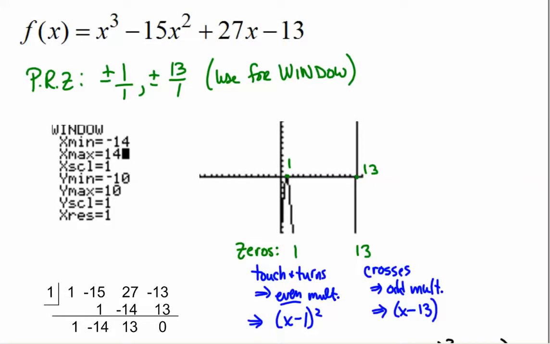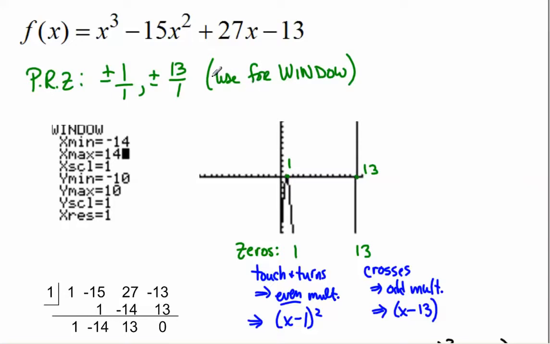Okay, we'll take another look at a problem where we're finding all the zeros of a given polynomial. We have x cubed minus 15x squared plus 27x minus 13. Unfortunately for us, even though it's four terms and we could maybe try factor by grouping, it's not going to factor that way. So let's use some of the information that we have about polynomials.